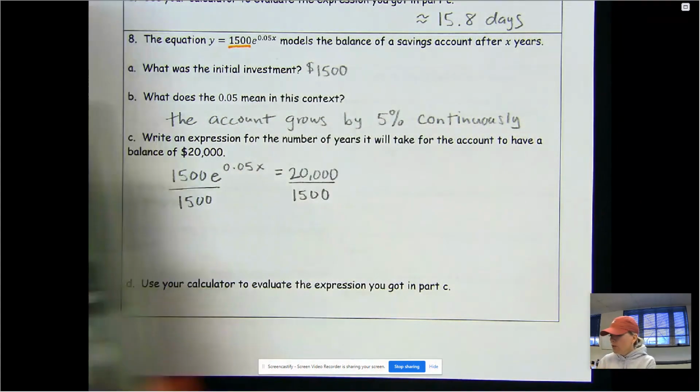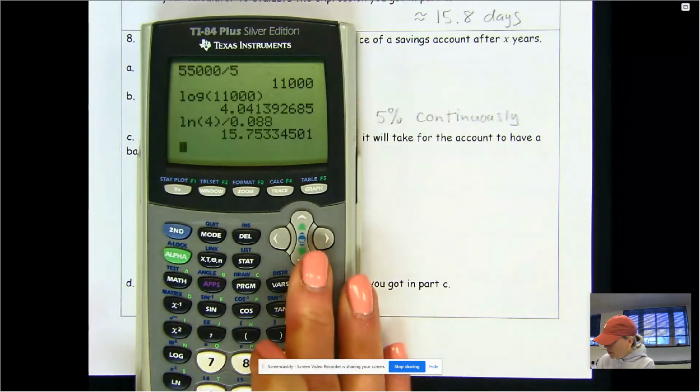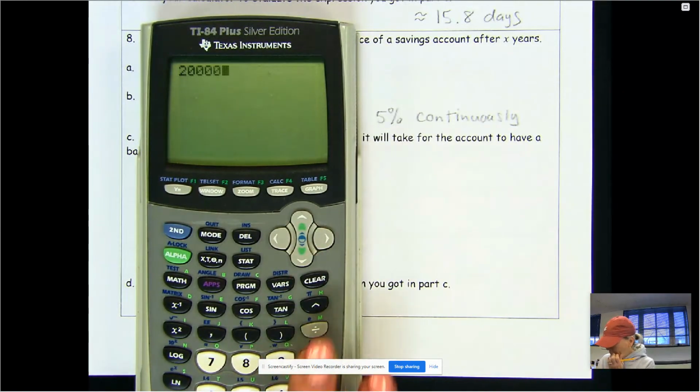And when I do that in my calculator, 20,000 divided by 1,500, notice I get this repeating decimal. And that's just not good to round right now. We're not done with the problem yet. This is a horrible time to round.